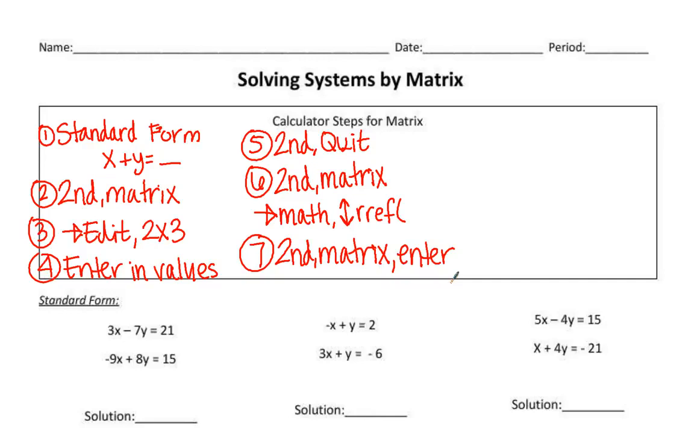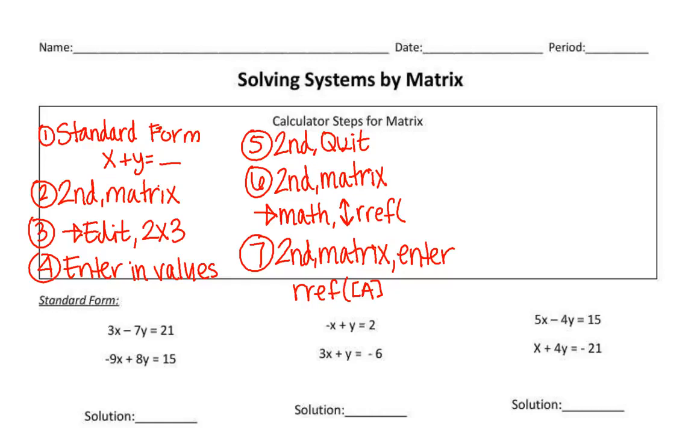If you've done it correctly in the calculator, it should look something like this, like RREF with a parenthesis and then a bracket around, like that. That's what it'll look like if you're doing it correctly. And yet again, we'll talk about it in a second. So, matrix is a super easy way to solve all these systems in the calculator.